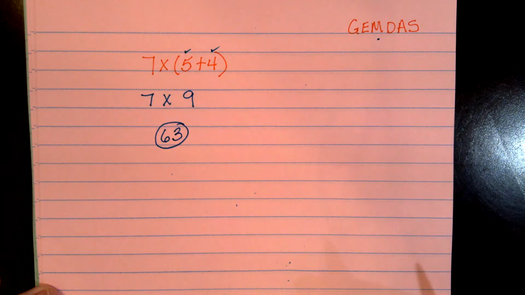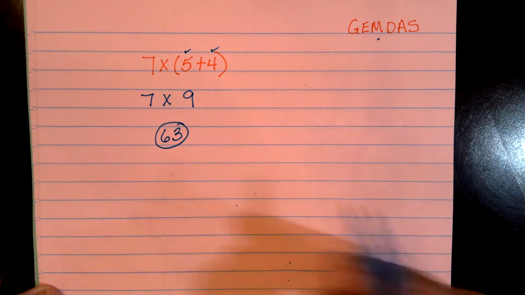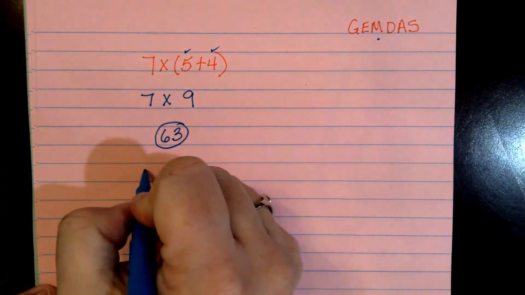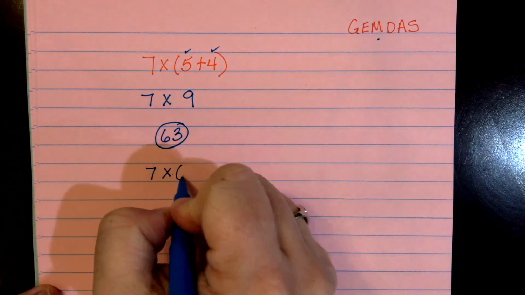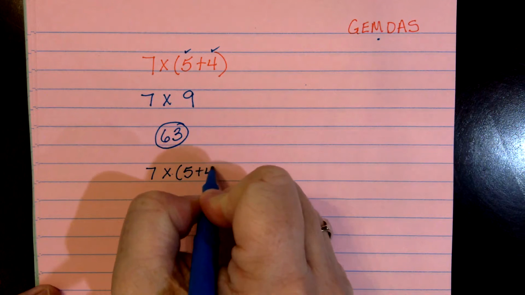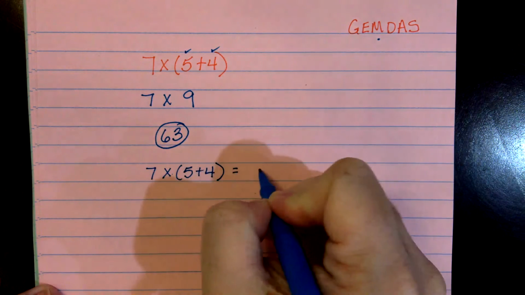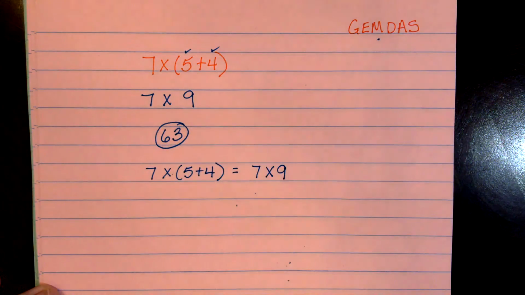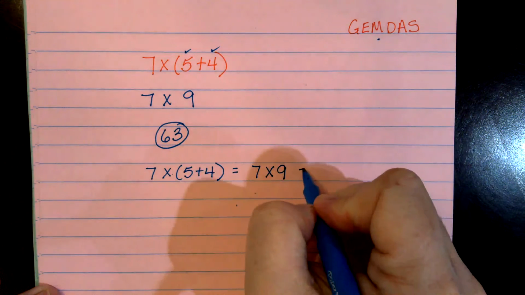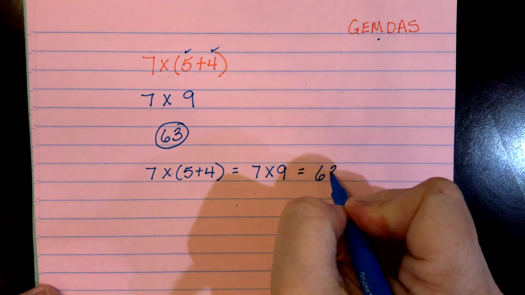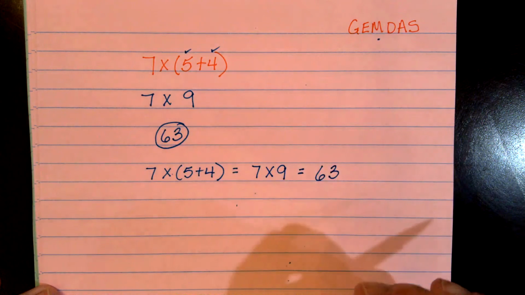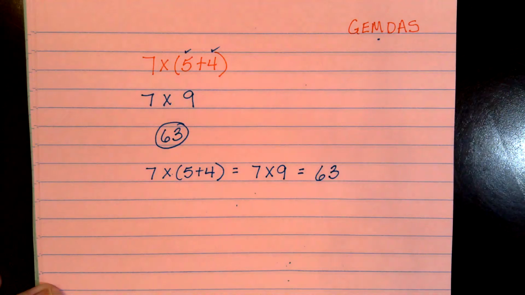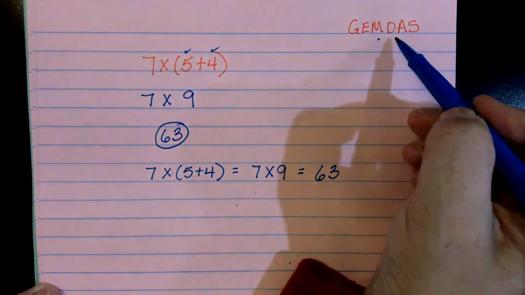If we were going to write this out side by side, we would say that 7 times 5 plus 4 equals, and let me show you what that would look like. 7 times 5 plus 4 equals 7 times 9 equals 63. All right? So, we didn't have any division that we needed to do.